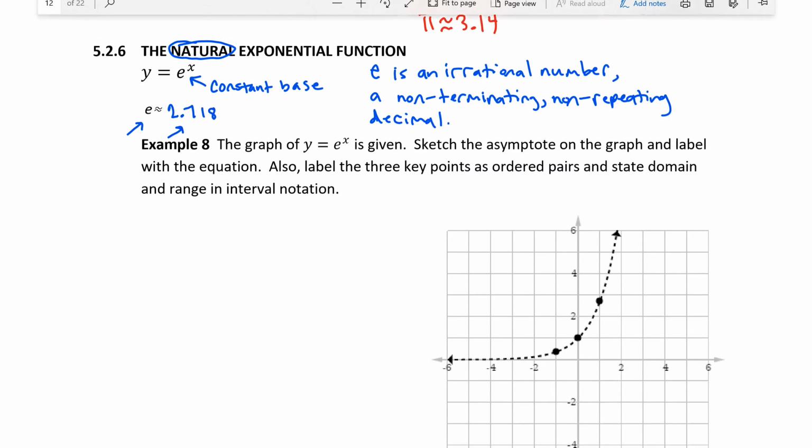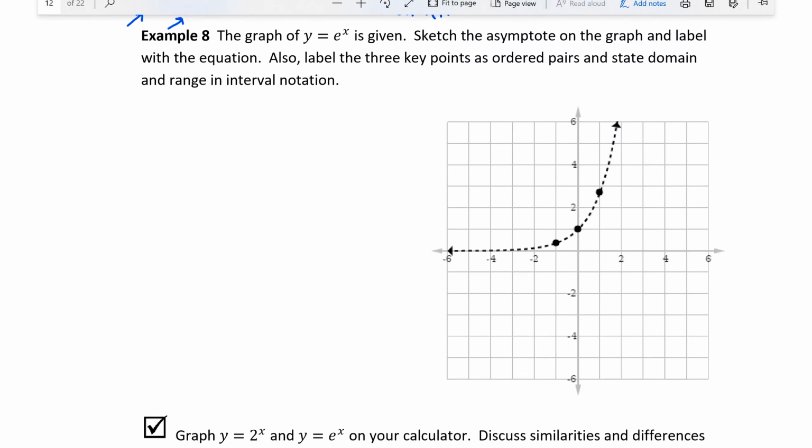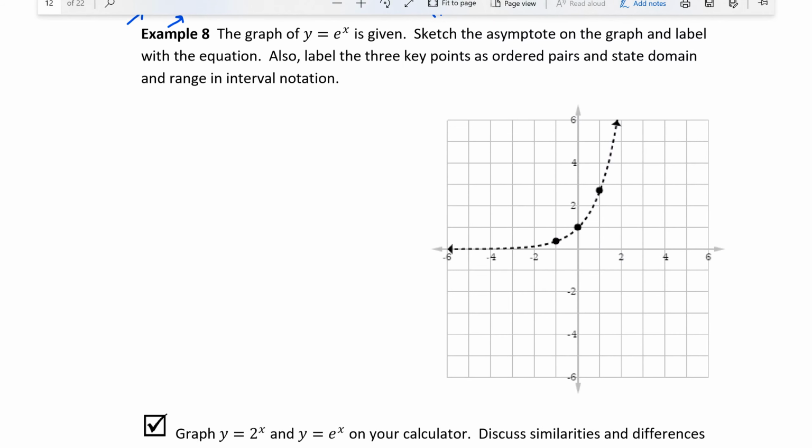Let's look at the graph of the exponential function. The graph of y equals e to the x is given. Notice it has the same basic shape as an increasing exponential function. Like our basic exponential functions, it has a lower boundary line, or a horizontal asymptote, on the x-axis with equation y equals 0.